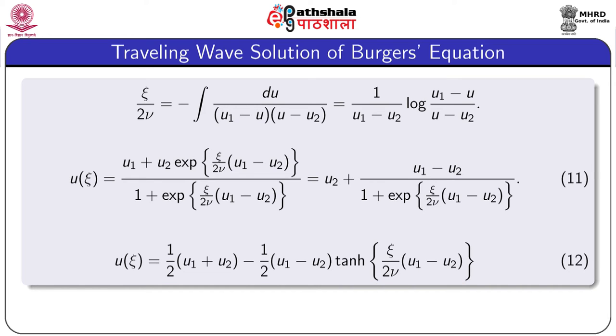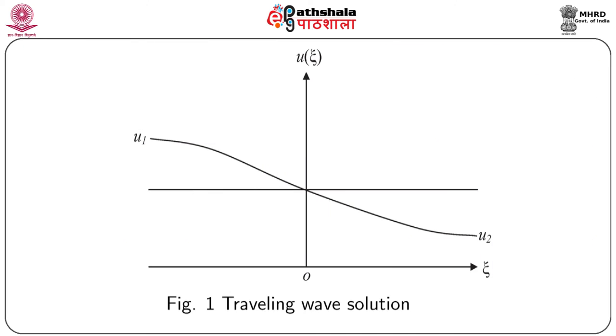If you look at this solution and plot u as a function of xi, the solution will look like this. At xi equals minus infinity, its value is u1. At xi equals plus infinity, its value is constant, which is u2. u is also a monotonic function. Since u1 is greater than u2, it will be a monotonically decreasing function of xi. And at the point xi equals 0, it takes the average value of u1 and u2, which you can see from the figure. So, this is the traveling wave solution, this is the wave profile.